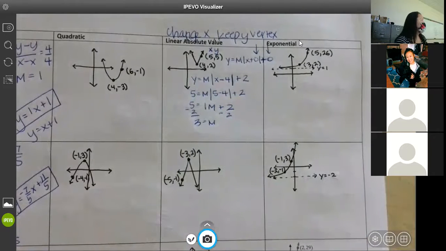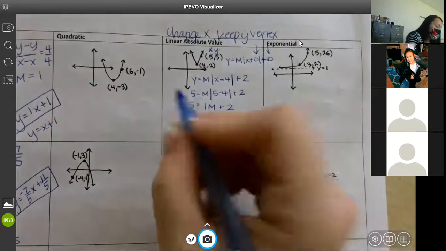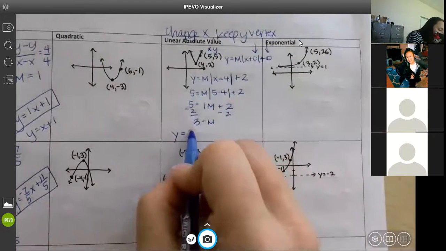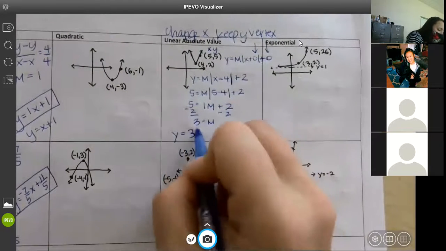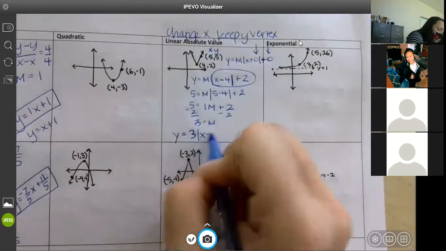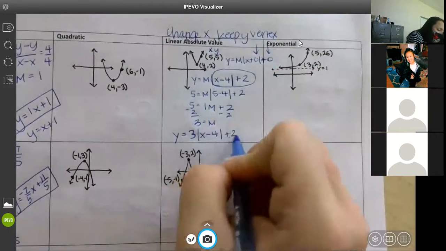We're going to do a few of these, so don't stress out if you're not quite getting it. Okay? Also, if you have trouble doing your homework, ask. Just ask. So here's your new equation. Y equals, our m was 3. We had absolute value. We're going to use all of this. We're just going to copy it down. X minus 4 plus 2.